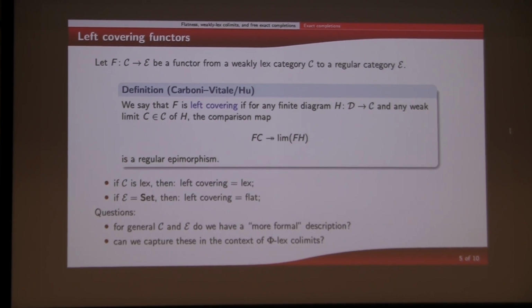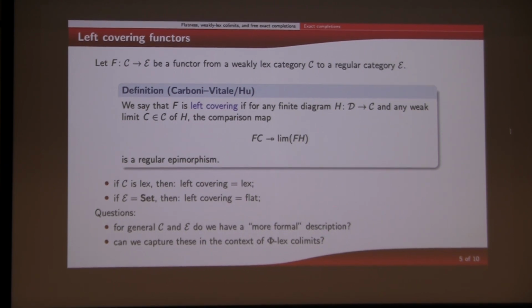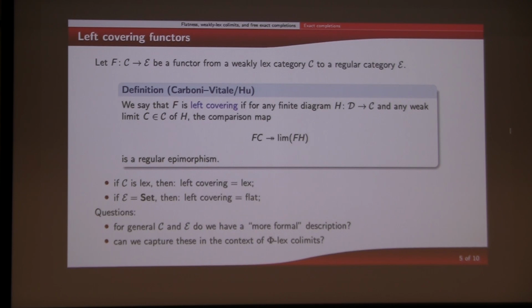Okay, so that's the notion. If C is lex, then left covering functors and lex functors are the same. And if E is Set, then they are the same as the flat functors. And that will be important later. But my question here was, this is very nice and practical, but how did they find out that this was the notion? How did it arise? Why is this the natural thing to consider? And what's actually a more formal definition which involves maybe preservation of limits or colimits?